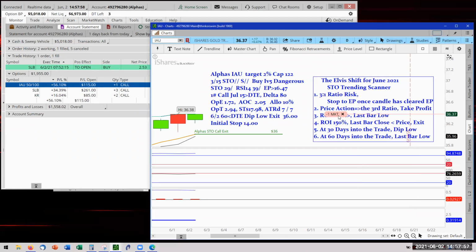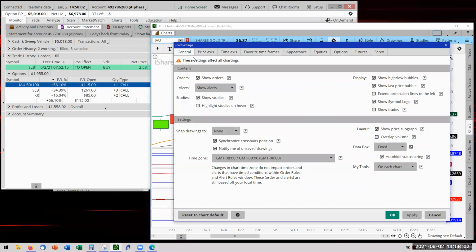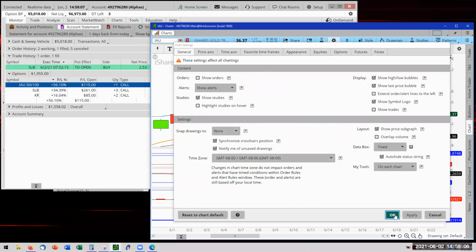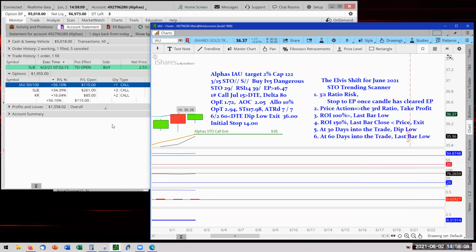And as you know, I'm not crazy about the bubbles being in the middle of the screen. So I come here to the little gear, come to general and click the order ticket off. And okay, and now it's gone. So we now have our stop for our IAU.